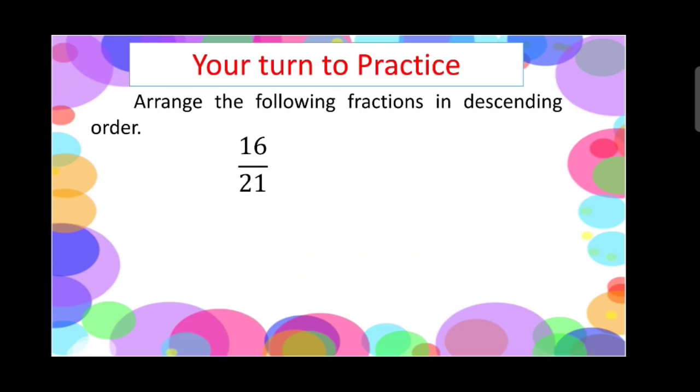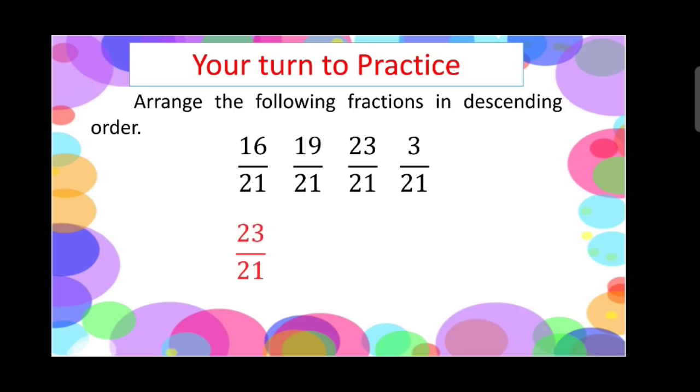Next. Likewise, descending order, we have 16 over 21, 19 over 21, 23 over 21, and 3 over 21. Here you'll notice the denominators are the same, which is 21. You just apply the same denominator rule in comparing fractions. The biggest is 23 over 21, next is 19 over 21, then 16 over 21, and lastly 3 over 21. So it is descending.